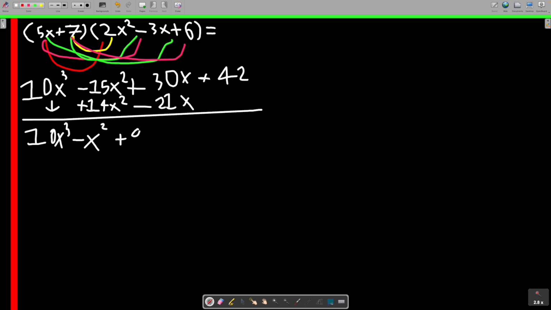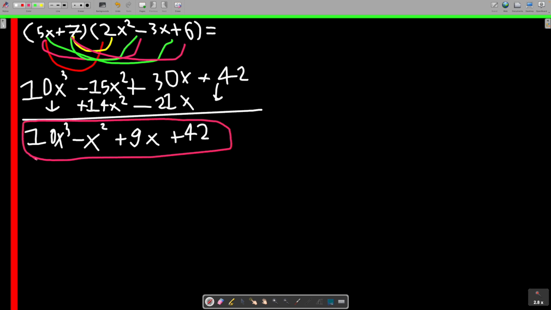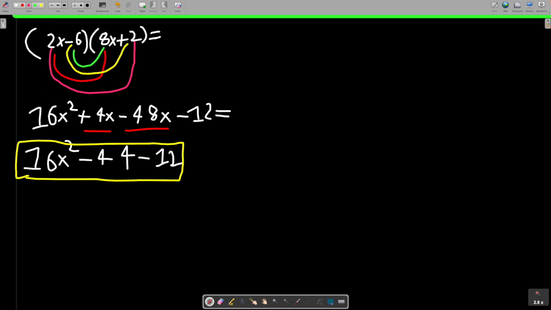So let's write it over here. And then 42, we can just bring this down, so we're going to have plus 42. So this is our final answer right here: 10x cubed minus x squared plus 9x plus 42. Let's try another example like that.